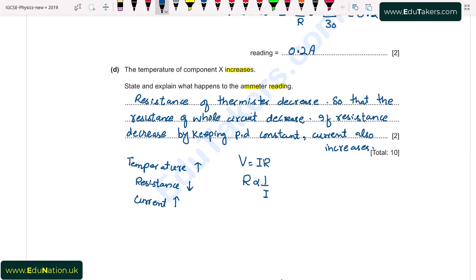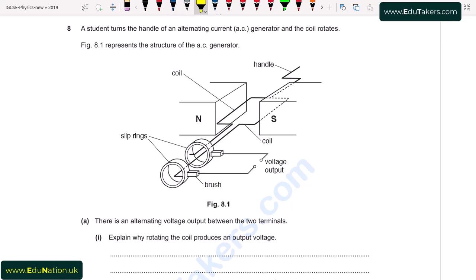So in this way the ammeter reading will also increase. Question number 8. A student turns the handle of an alternating current AC generator and rotates a coil. Figure 8.1 represents the structure of the AC generator.